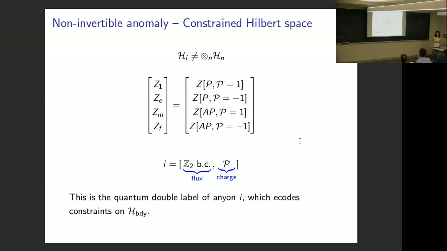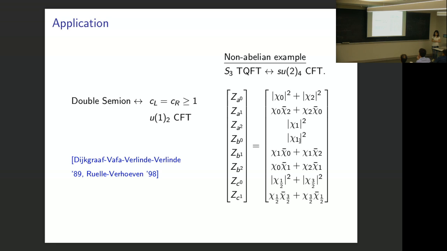This non-invertible anomaly can have a lot of applications, to name a few. For the double semion model, we solved the same equation and found a lower bound: if the central charge is not zero, it must be greater than or equal to 1, and it can actually be saturated by the rational CFT U(1) level 2. The framework also works for non-abelian examples. For example, the S3 topological quantum field theory can have a boundary realized by SU(2) level 4, with a vector partition function that looks like this.